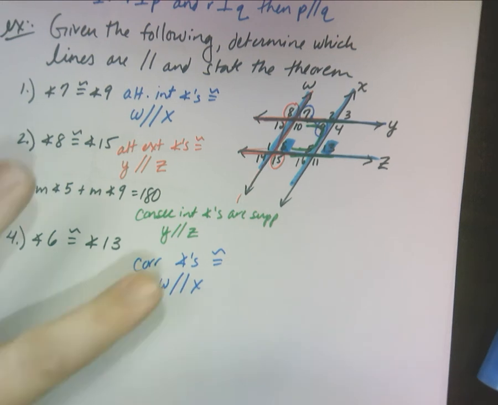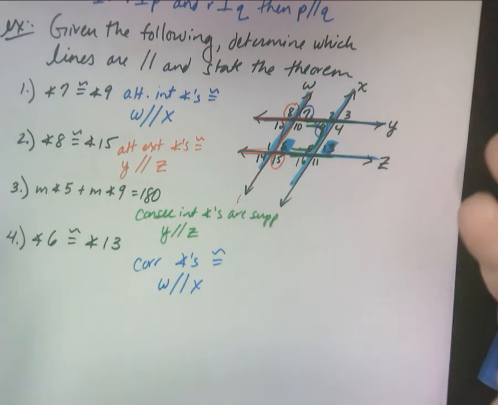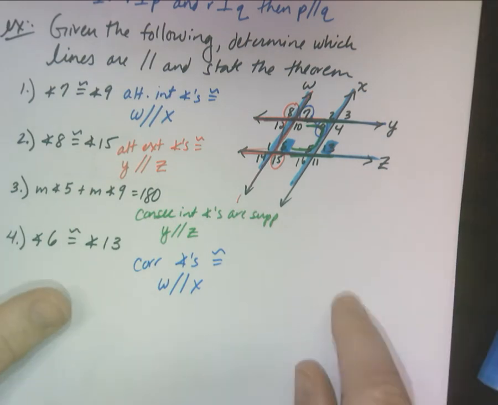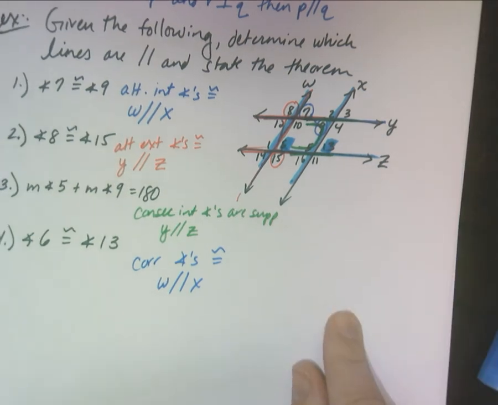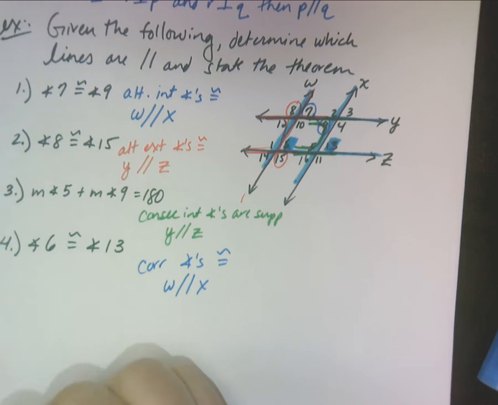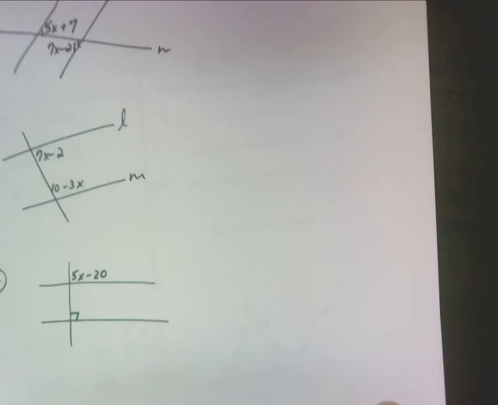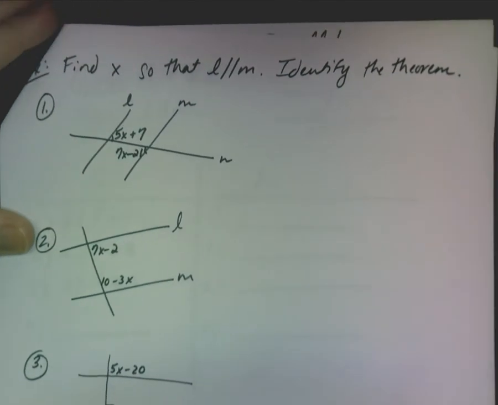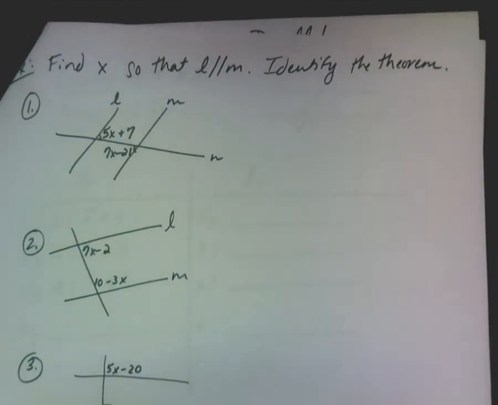Okay, so it can get very complicated when you've got two sets of parallel lines, but you just, again, highlight where the transversal is and then highlight the two lines that are parallel next to it. So you'll have a few of those to do. Then you'll have some questions about just finding x so that the lines L and M are parallel, and then obviously identify the theorem along with that.